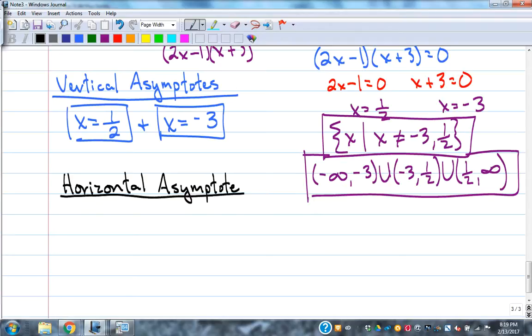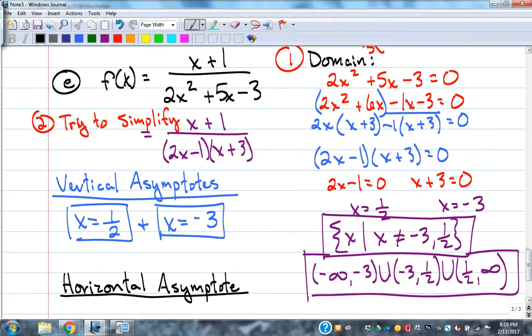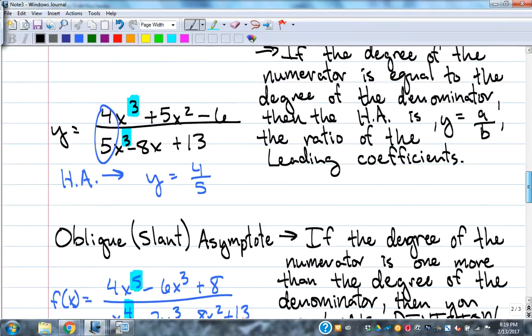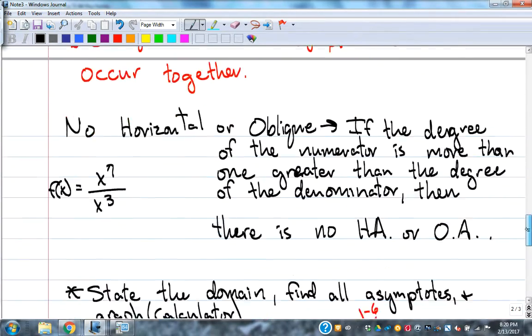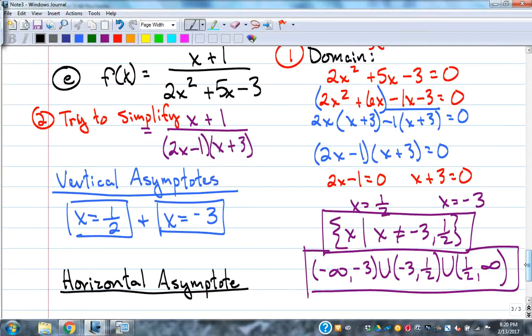All right. Next thing to do is look and see if we have a horizontal asymptote. So this is where we got to know our rules. Okay, so if we go back up here to our rules about horizontal asymptotes, there's two things that could happen. The degree of the top is less than the degree of the bottom. What's the degree of the top on our problem that we're working on right now? 1. What's the degree of the bottom? 2. It's squared. So 1 is less than 2, right? What's the horizontal asymptote when the top is smaller than the bottom?